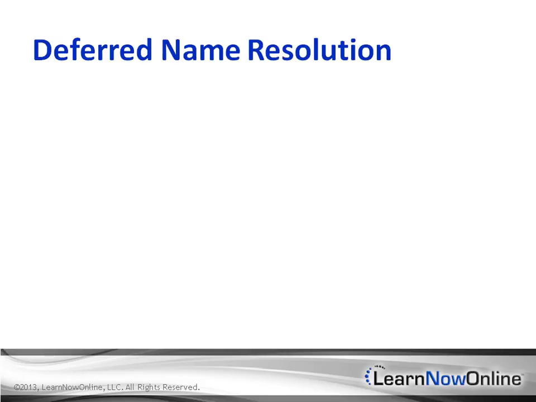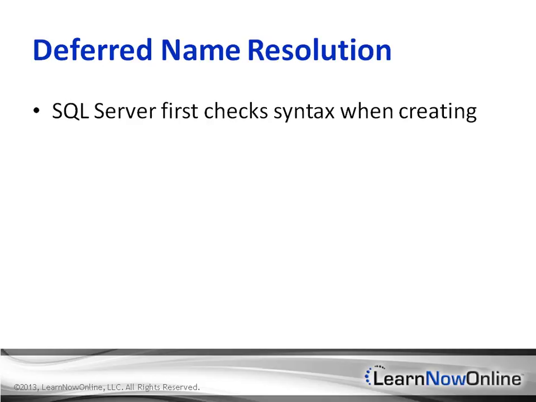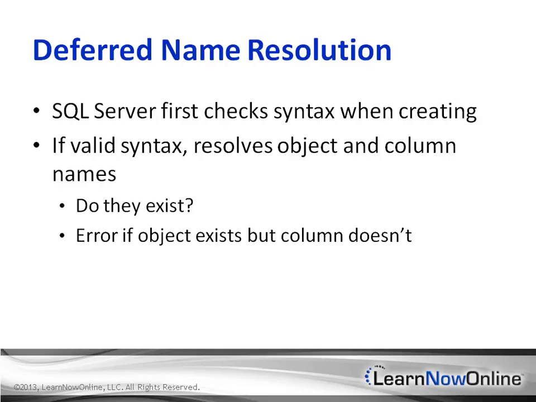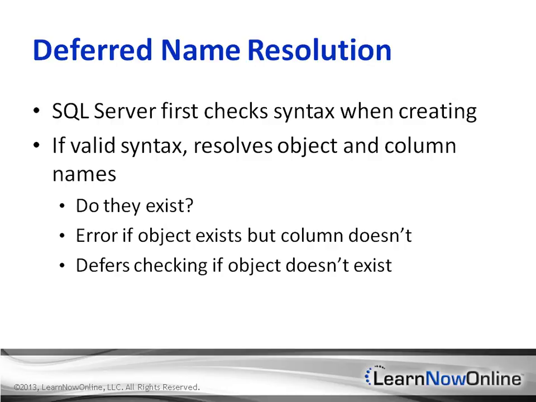Okay, now there is one issue you need to understand. When you create and save a stored procedure, SQL Server first checks the syntax, as I mentioned. If the syntax is valid, SQL Server attempts to resolve object and column names, which means that it checks whether these objects exist. If the object exists, but the column doesn't, SQL Server generates an error. If the object doesn't exist, then SQL Server defers checking until runtime.